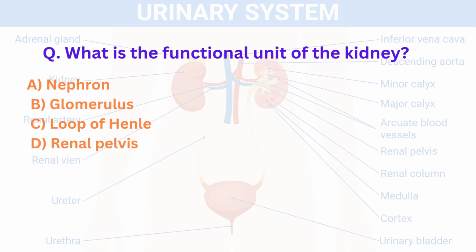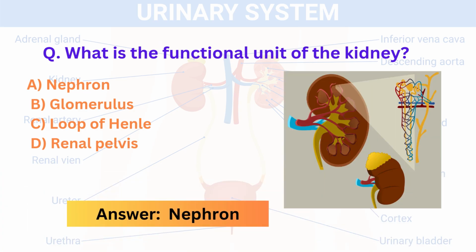Glomerulus is the network of capillaries within the nephron where blood filtration occurs. Then loop of Henle, it is a part of the nephron that concentrates urine by reabsorbing water and salts. Then renal pelvis, it is the funnel shaped structure within the kidney that collects urine and diverts it towards the ureter. Hence, by this description, it is clear that nephron is the functional unit of the kidney.